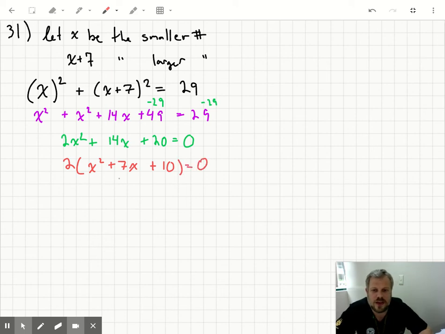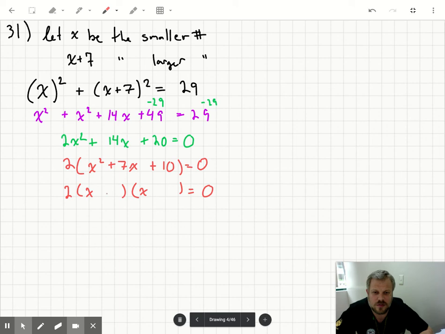Now we're going to think, can we factor this? So we can use the zero product property. We're looking for two numbers that will multiply to 10 and add up to 7. That's a pretty easy one. That would be 5 and 2, right? So x is either equal to -5 or x is equal to -2.